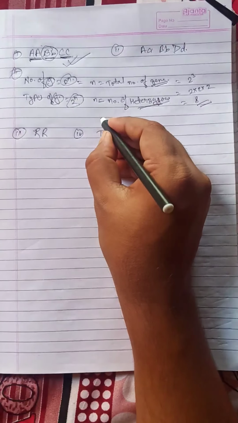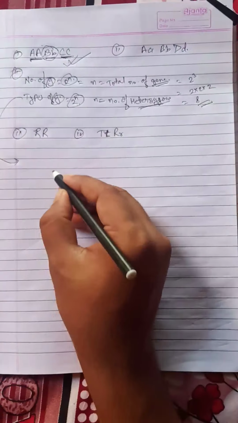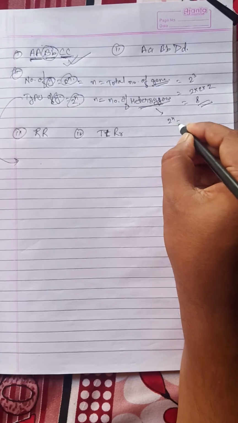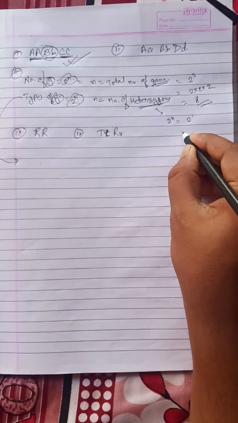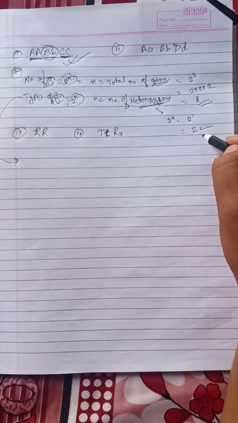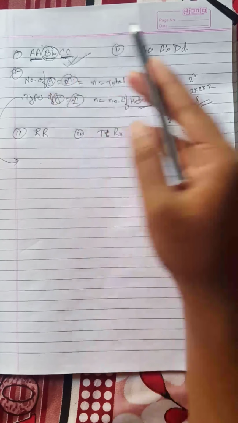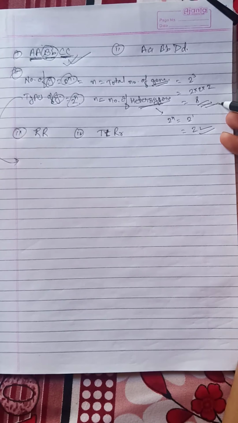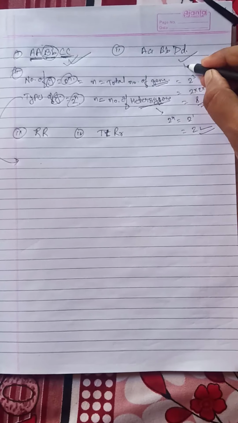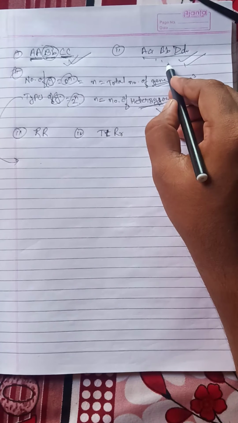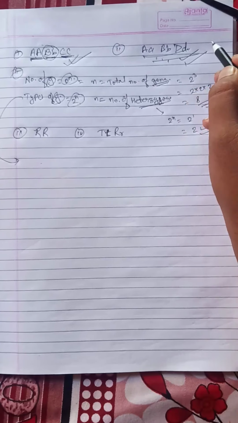So the types of gametes will be 2 to the power n, that means 2 to the power 1, that means 2. 2 types of gametes will be formed in this reaction, and the number of gametes will be 8. This is for you. You have to solve this problem in your notebook.